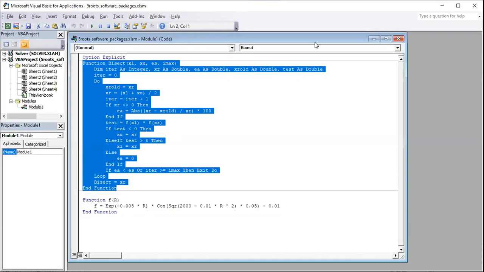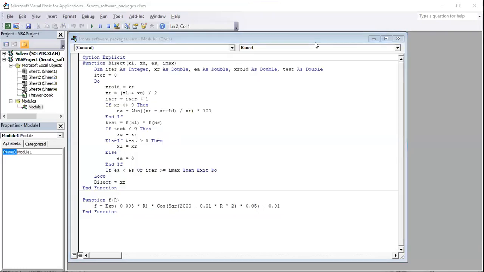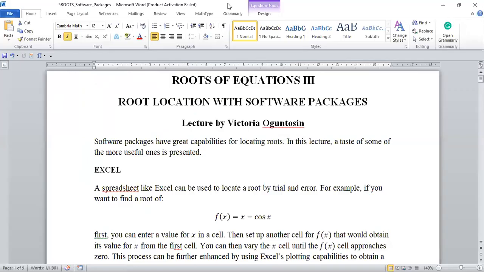This class marks the end of our consideration of finding the roots of equations. Be on the lookout on Moodle; I'll be giving an assignment based on this. Then at the next class, next week, hopefully, we are going to start another topic, which is optimization.